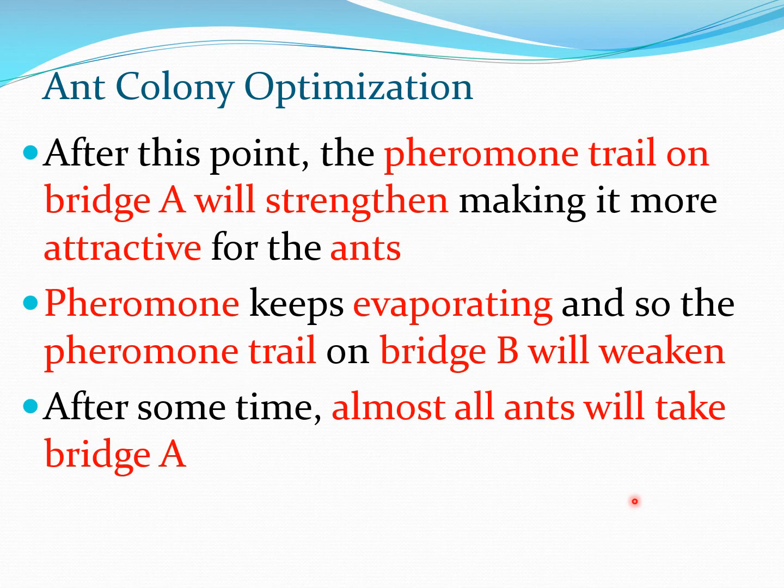Now after this point, the pheromone trail on bridge A will strengthen, making it better for the ants. Remember that ants like to take paths which have more pheromones. And also if bridge B is being taken less, the pheromone on bridge B will slowly start vanishing, and so the pheromone trail on bridge B will weaken. After some time, almost all ants will therefore take bridge A. So this is something which is totally happening by random chance, and we are just selecting bridge A here to illustrate the case. It could as well be bridge B which has become more dominant in this problem.